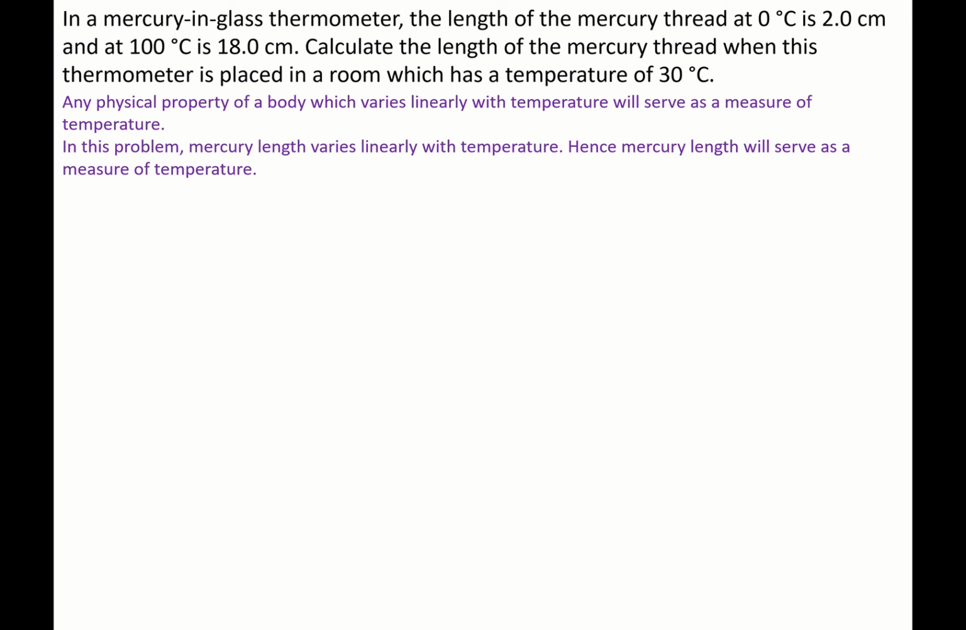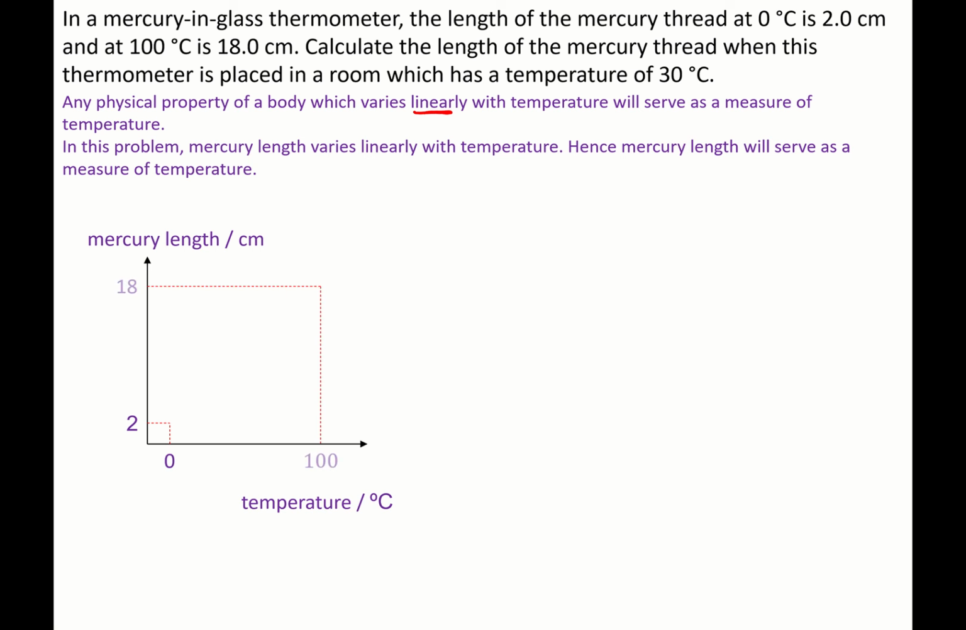So first things first, linear relationship, get a graph out, and the graph is actually mercury length over temperature. So one coordinate given is 2 cm at 0 degrees Celsius. So get the first coordinate out first. The other one is 100 degrees Celsius and the length is 18 cm. And since it's a linear relationship, we know that it has to be a straight line graph. And hence, connect the two coordinates together with a straight line.